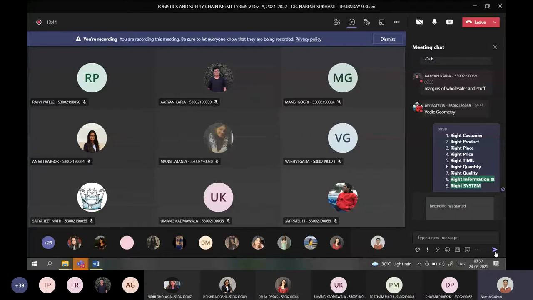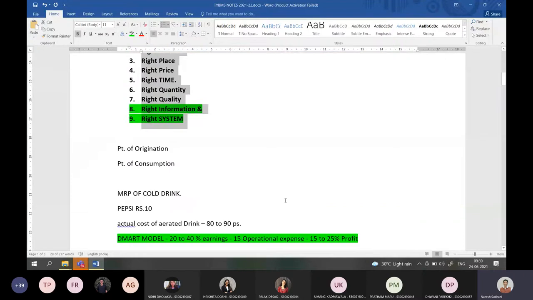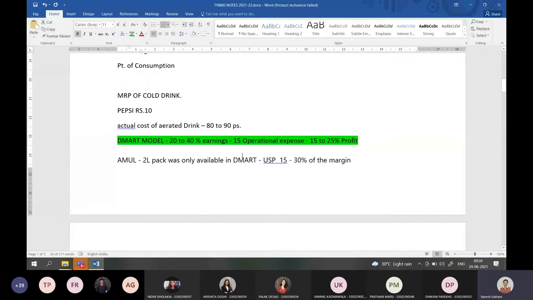So this is what we had learned last: origination, point of consumption. Then we also understood, with the help of an example, the MRP of a cold drink. What is the amount you are actually paying and what is the actual cost of the drink. Then we understood the DMart model. Specifically, why I consider DMart or supermarkets is so that you are able to know that you will be able to save much more if you follow this model and this practice. So I gave you an example of that.